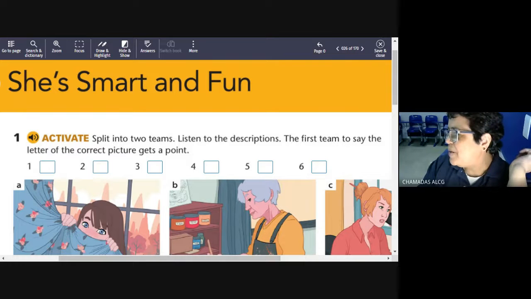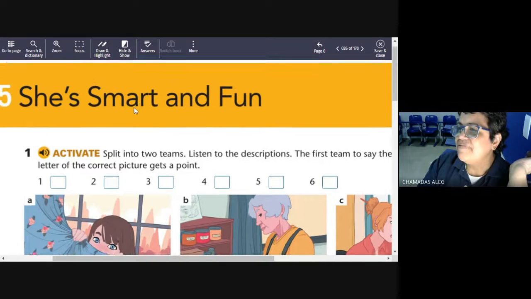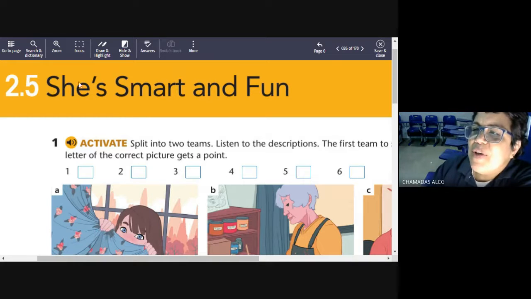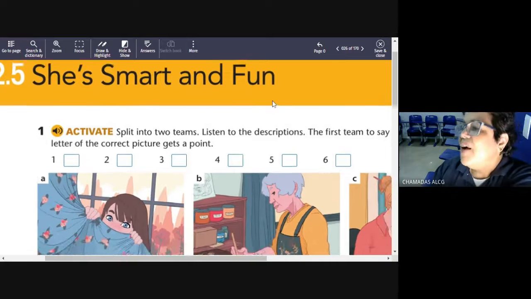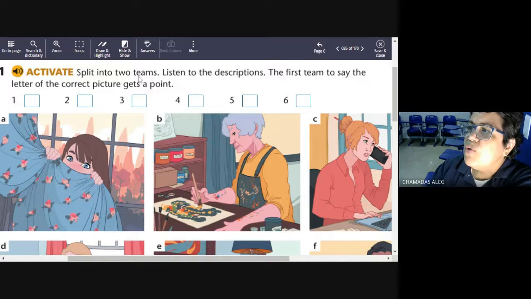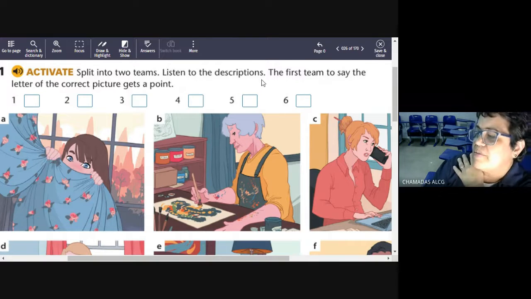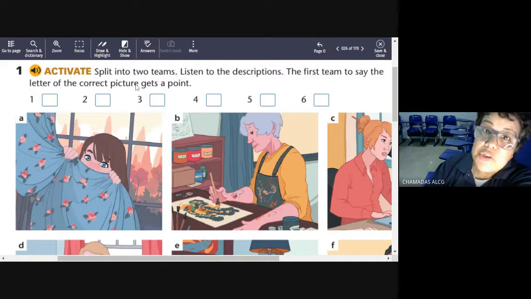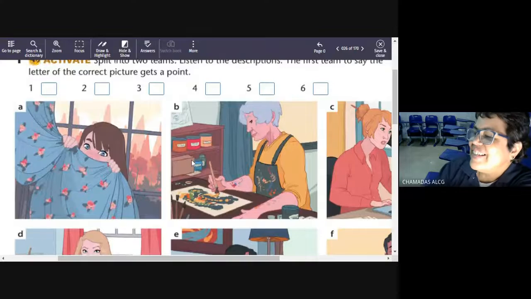Yay, let's go back, people. All right. Okay, guys, let's move on. Yeah? You okay? So now we're doing Unit 2.5. She's smart and fun. Okay, people, let's take a look here. Here they say split into two teams. So two groups. Listen to the descriptions. The first team to say the letter of the correct picture gets a point. So let's do this. Okay.